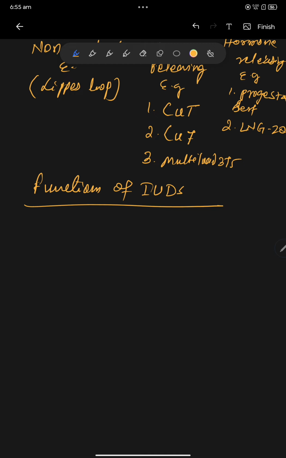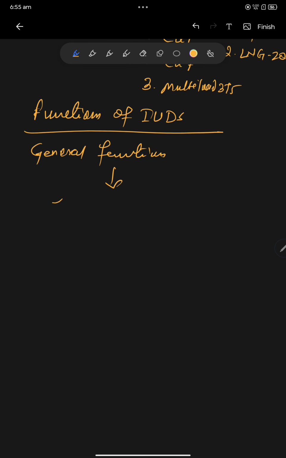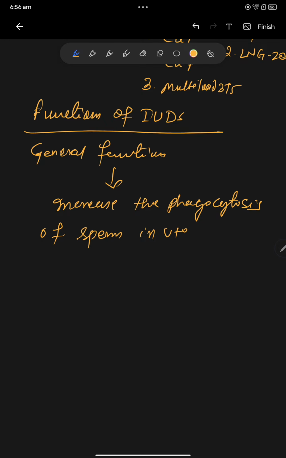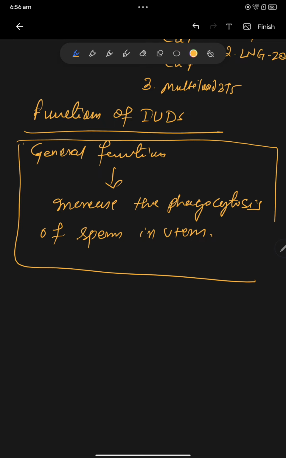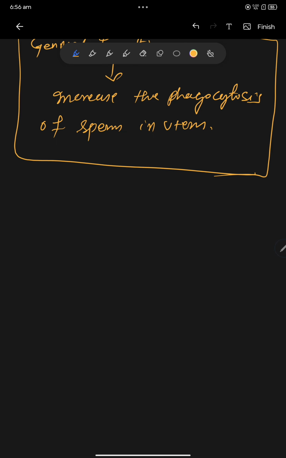Different IUDs play different roles, but they have a general function. So what is the general function? The general function is to increase the phagocytosis of sperm in the uterus. Okay. So all the IUDs have this property.